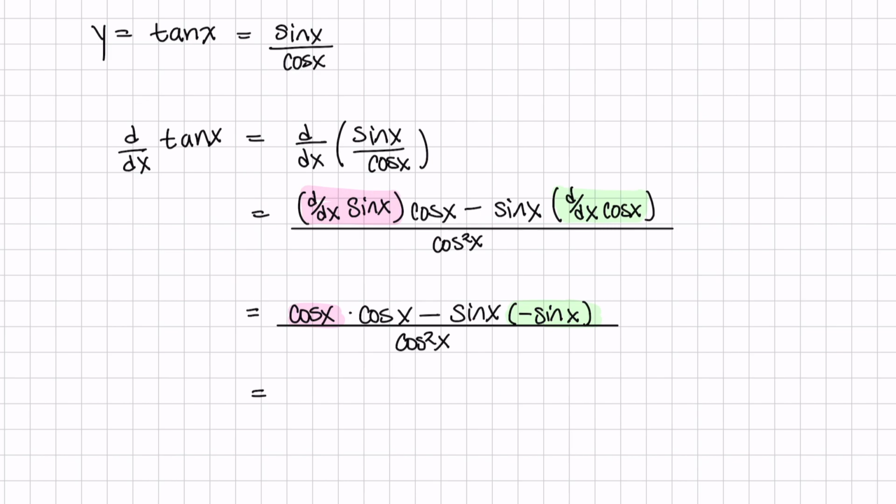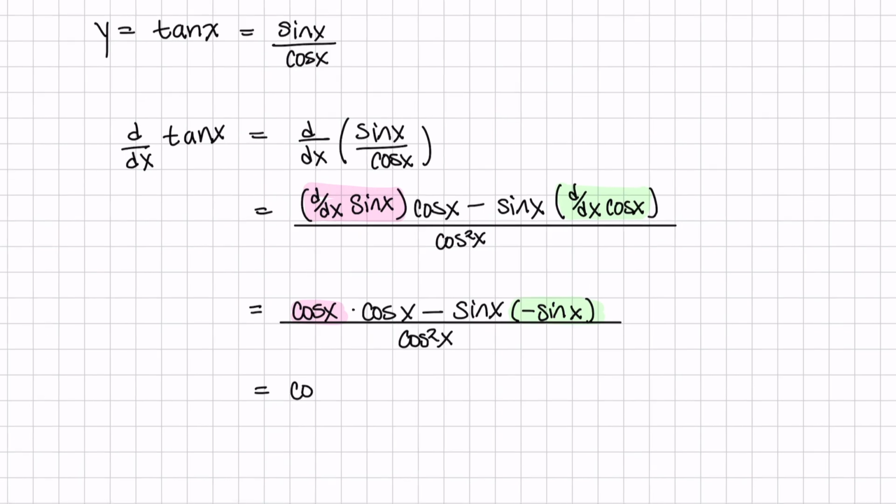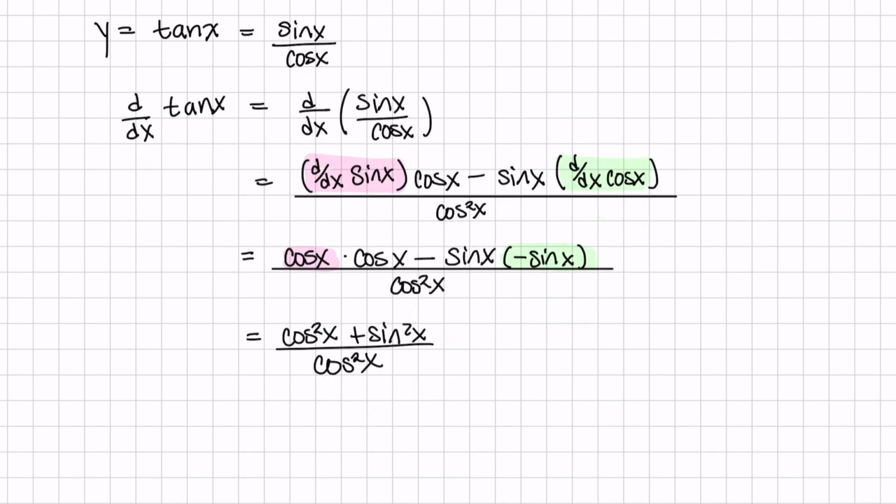So what does this become? This is cosine squared x plus sine squared x divided by cosine squared x. Now, this numerator here should look very familiar. Recall that cosine squared of an angle plus sine squared of that same value is equal to 1. Simply equal to 1 over cosine squared x.